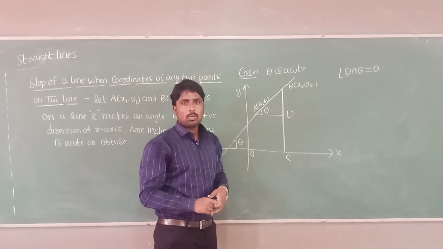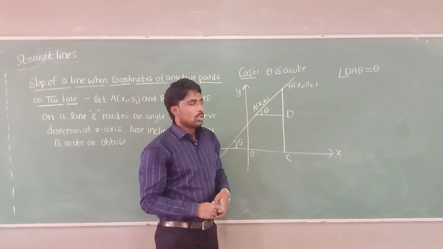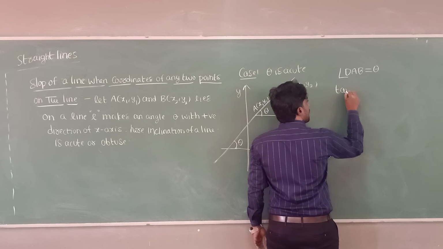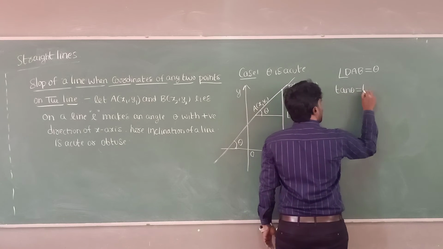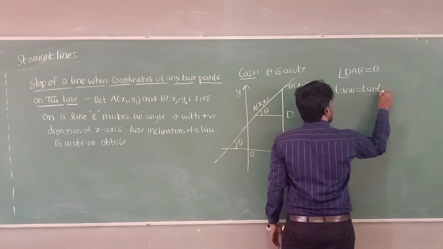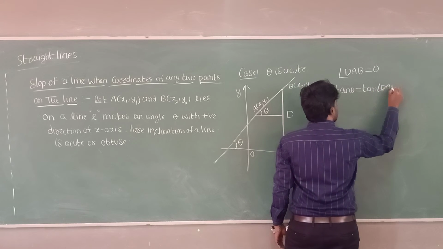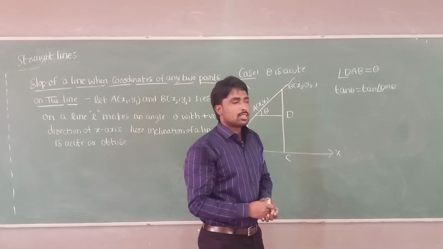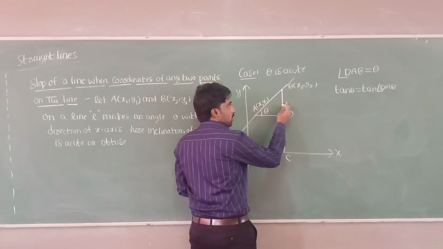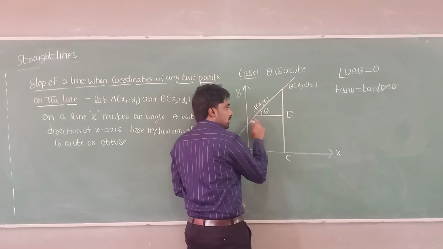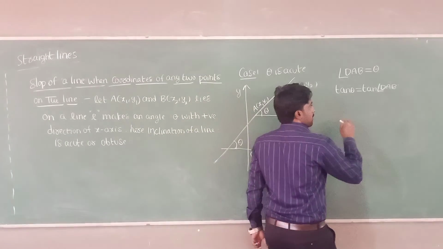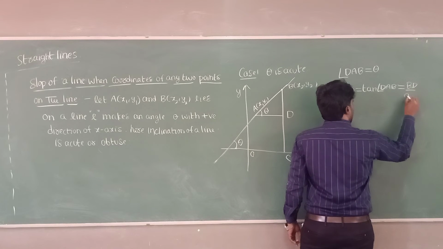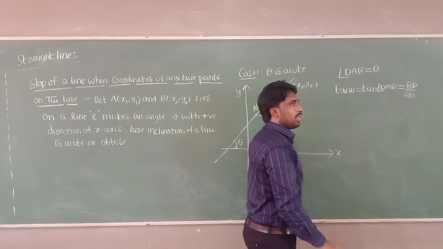Now, angle DAB is theta. But if I want the slope of a line, I want the tan value. So if I apply tan on both sides, what will I get? Tan theta equal to tan of angle DAB. Now, tan means what? Opposite side by adjacent side. So here opposite is BD, adjacent side is AD. So this is equal to BD by AD. Now I need the lengths of BD and AD.